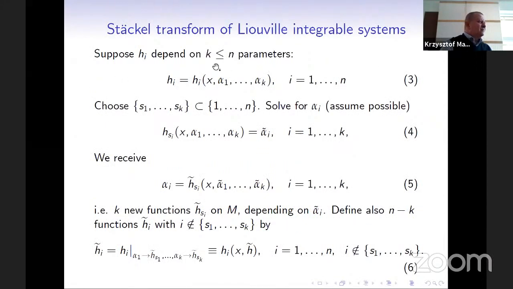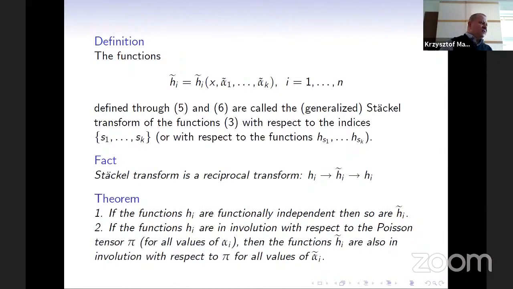You have n equations of this type. You choose k of them. You solve these equations with respect to the constants, or parameters, alpha 1 to alpha k. The solved right-hand side you can treat as new functions on a manifold, and you complete them to n functions by taking the remaining functions from here and replacing alpha 1 to alpha k by these expressions. What you get is what we call the Stäckel transform of our Hamiltonians, or our functions. As such, it has nothing to do with integrability, nothing to do with Lax pairs, nothing to do with anything. It's just a functional transform.